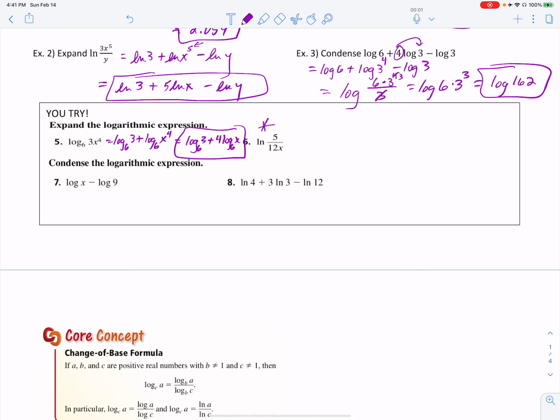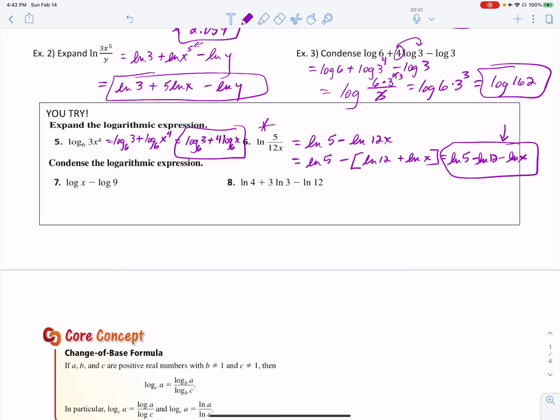In number 6, you've got to be a little bit careful. You have a quotient. You have natural log of 5 minus natural log of 12x. But that 12x is really a product. And so now be careful on what you do with this. It's natural log of 5 minus, and it's the quantity, we're going to separate that natural log of 12x into the natural log of 12 plus the natural log of x. But then we have to distribute the negative, and our final answer is natural log of 5 minus natural log of 12 minus natural log of x.